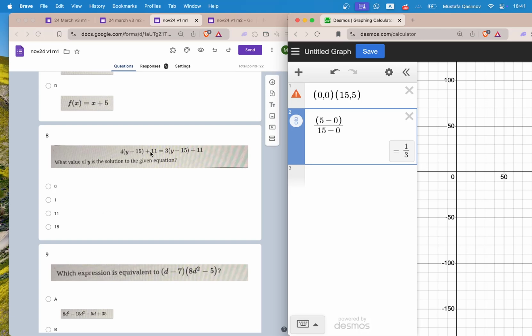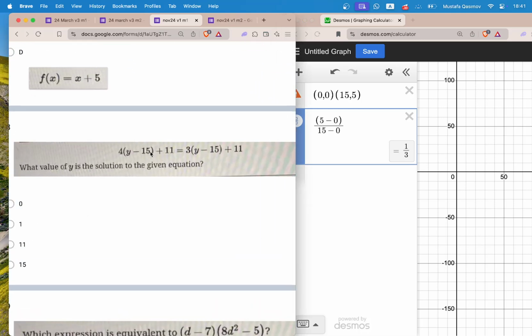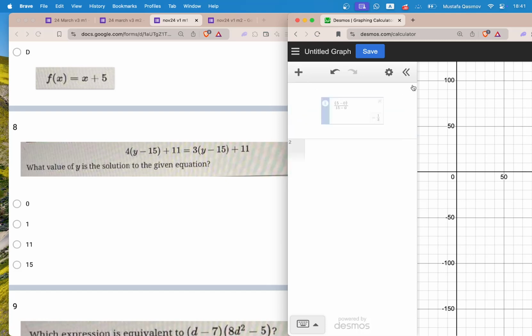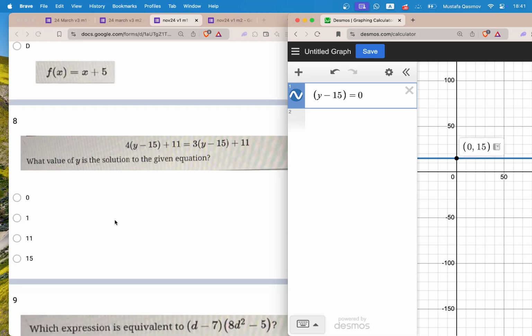For this type of question, it asks y. Sometimes it asks y minus 15. Actually, most of the time it asks y minus 15. Just write it to Desmos. Or you can think of it like this. Put that one to the first side. It will be y minus 15. It is equal to 11 minus 11, 0. So answer is 15. So it is D.